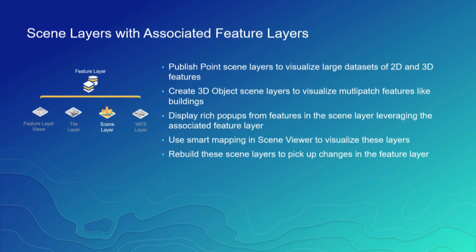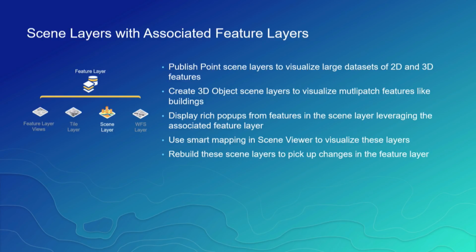So something similar to what Paul talked about, you can have tiles with an associated feature layer. You can have scene layers with an associated feature layer. And you can publish these to ArcGIS Online and Portal. So if you have a large point data set, I would recommend publishing a point scene layer, because you are then using those 3D tiles to get an efficient, fast visualization of those points.